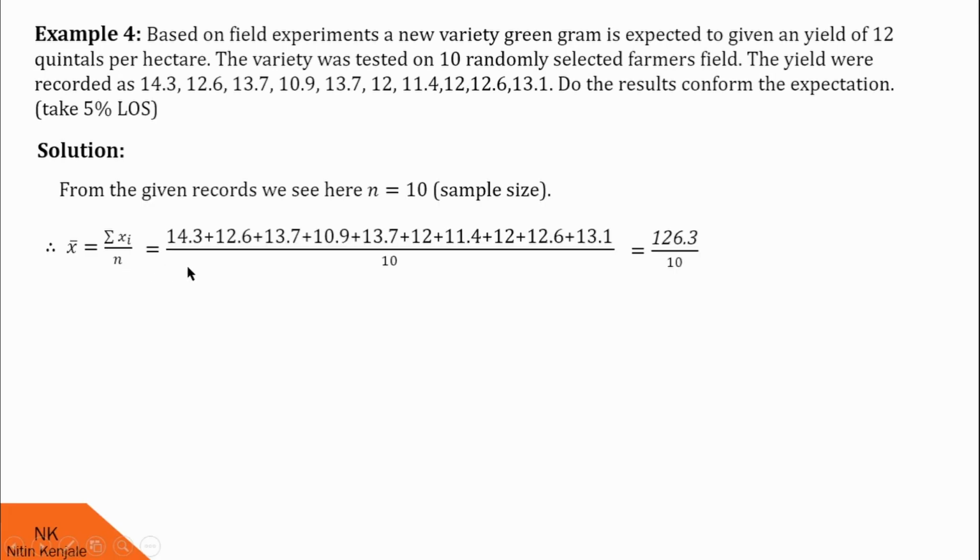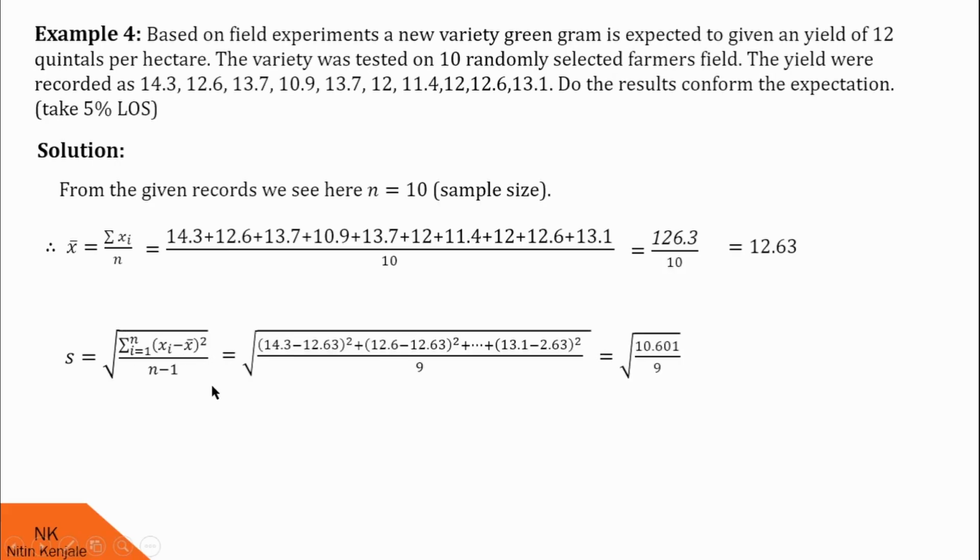Once again, sample mean and standard deviation are not given to us, so we have to find them manually. Given that sample size is 10 here, so n is equal to 10. Now let us first calculate sample mean by the formula summation xi upon n. I found it is equal to 12.63. Then let us calculate standard deviation s given by the formula under root summation xi minus x bar the whole square upon n minus 1. I found it is equal to 1.0853.